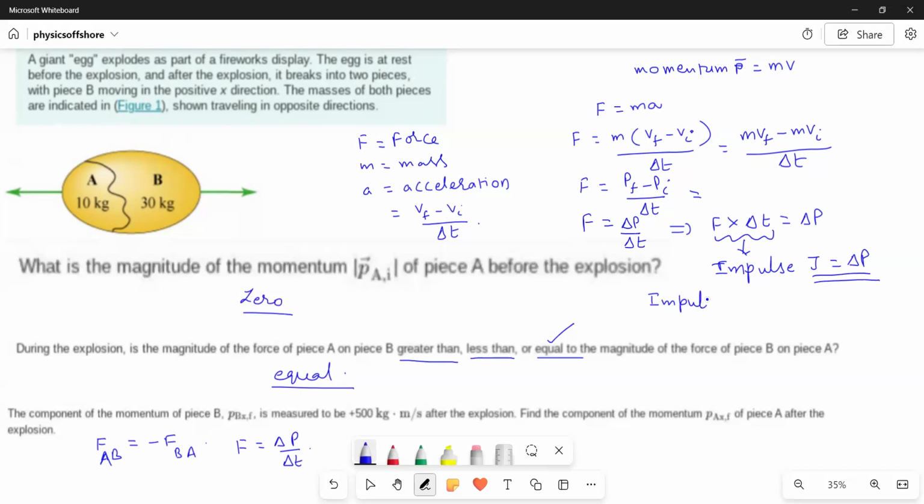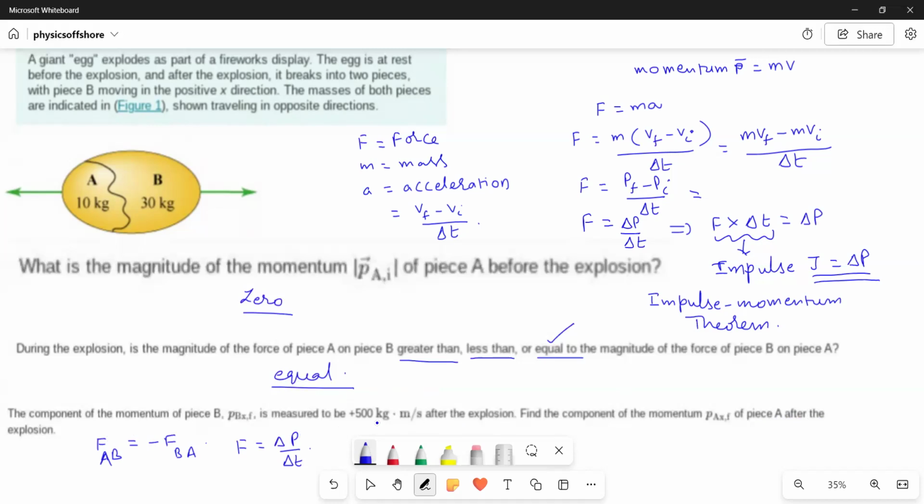Impulse momentum theorem. Okay, so therefore F is equal to delta P by delta t. Am I right? Here, what he is saying, the momentum of the piece B is measured to be plus 500 kilogram meter per second after explosion. Find the component of momentum of piece A after the explosion.